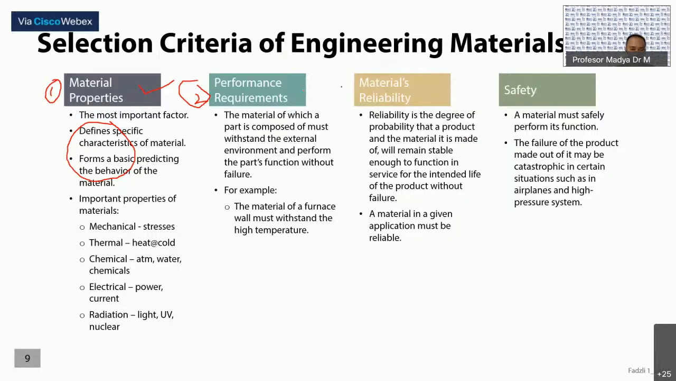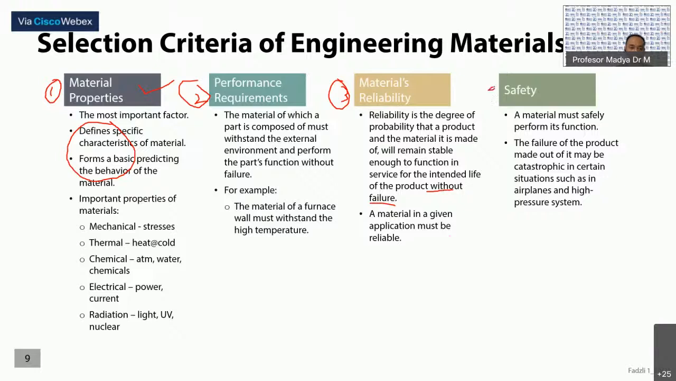And then material reliability. Reliability is a degree of probability that the product and the material it is made of will remain stable enough to function in service for the intended life of the product without failure. The keywords are without failure. A material in a given application must be reliable.